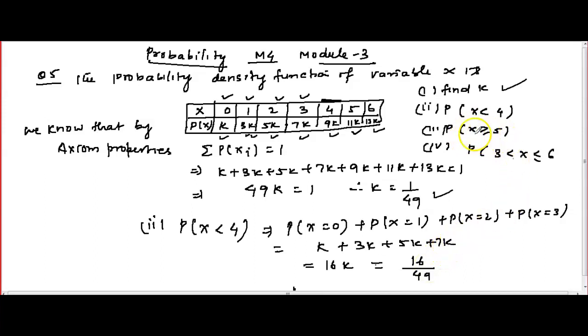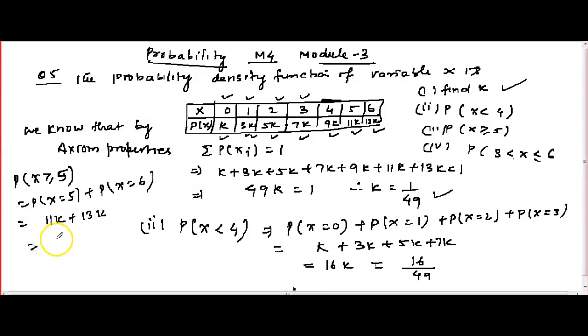Similarly, next we have to find x greater than or equal to 5. Greater than or equal to 5 means 5 is also included. So the probability of x, 5 and 6. So 5 is 11k plus 13k, which is 24k, that is 24 by 49.